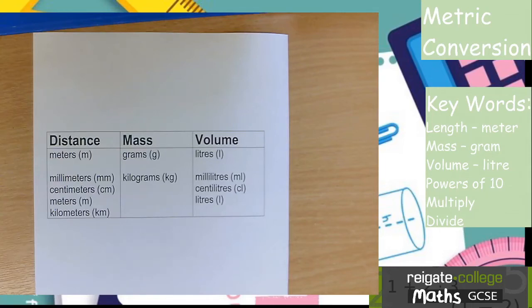Here are our metric measures. We measure distance in metres, mass in grams, and volume in litres. I'm going to list out various everyday items with their most suitable units of measure.